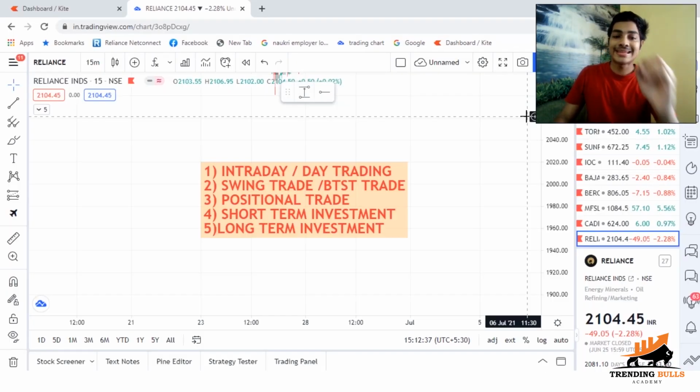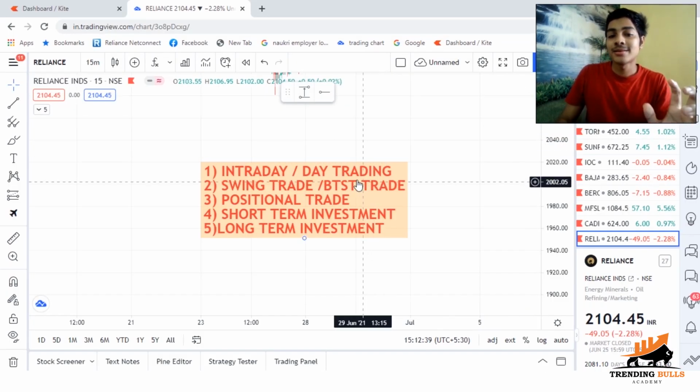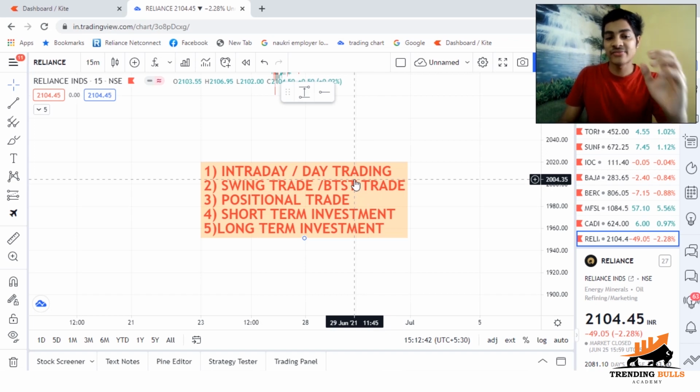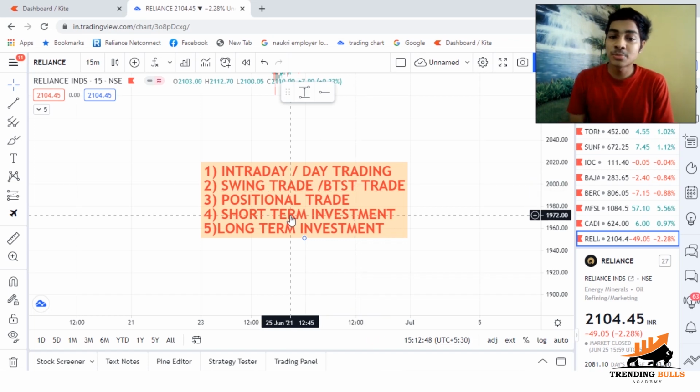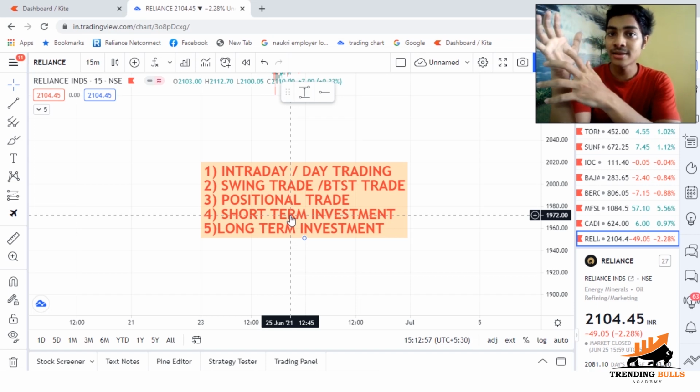Okay guys, so on the screen, you can see that trading can be categorized into five types. The first one is intraday, the second one is the swing trade or the BTST trade, the third one is the positional trade, the fourth one is the short term investment, and the fifth one is the long term investment.